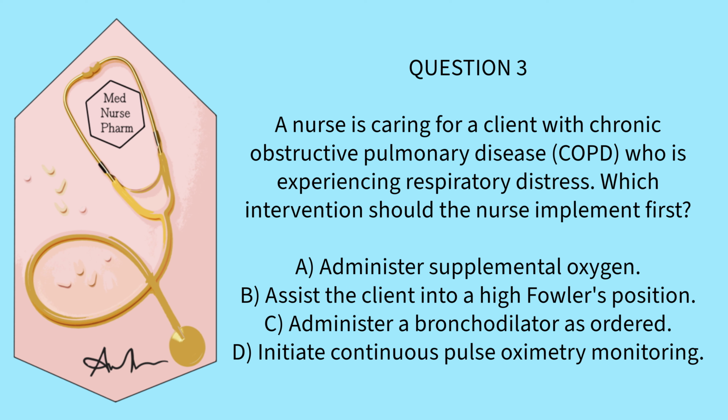Question 3. A nurse is caring for a client with chronic obstructive pulmonary disease who is experiencing respiratory distress. Which intervention should a nurse implement first? Administer supplemental oxygen? Assist the client into a high Fowler's position? Administer a bronchodilator as ordered? Initiate continuous pulse oximetry monitoring. Pause the video and select your answer.